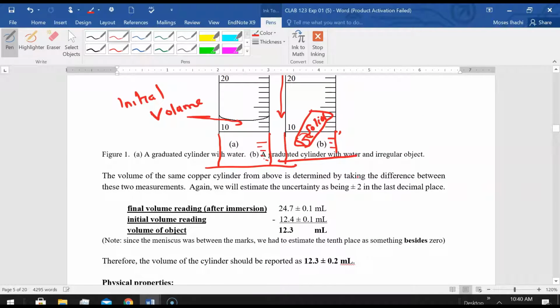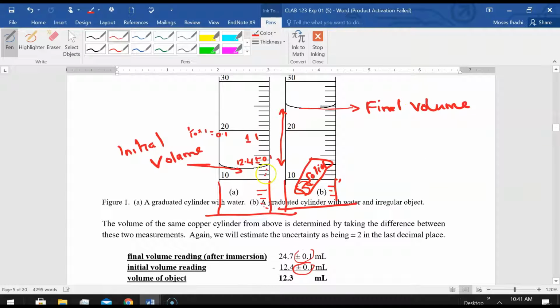So like in this case, the initial volume is 11, 12, we are guessing 12.4 plus or minus 0.1 because each of these lines is a 1. Like we said, you just simply do a tenth of each of the calibration, you get 0.1. That's where this comes from and this comes from. So the final volume, if the initial volume is 12.4, you drop the solid in the liquid in the graduated cylinder, the volume of the liquid goes up.